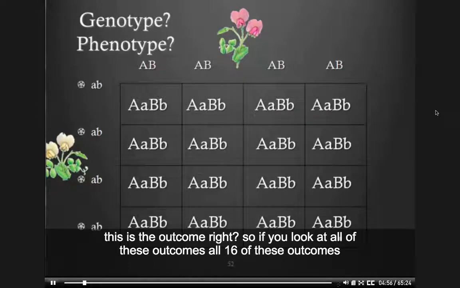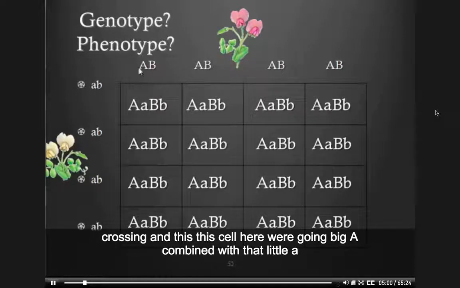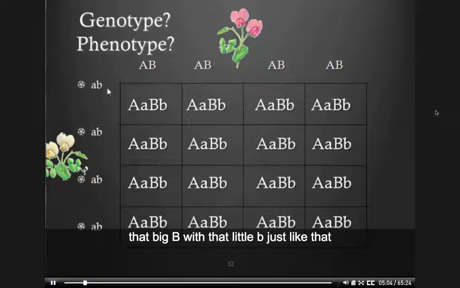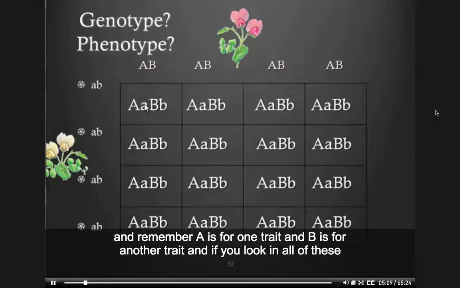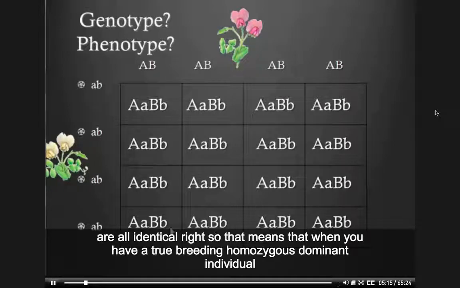So if you look at all of these outcomes, all 16 of these outcomes crossing in this cell here, we're going big A combining with that little a, that big B with that little b, just like that. And remember, A is for one trait and B is for another trait. And if you look at all of these, they're all identical, right?